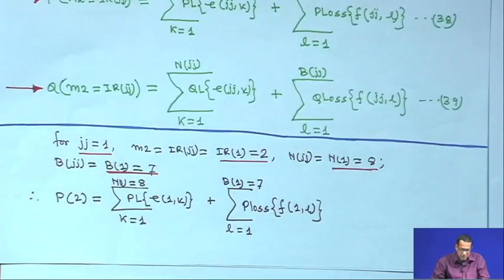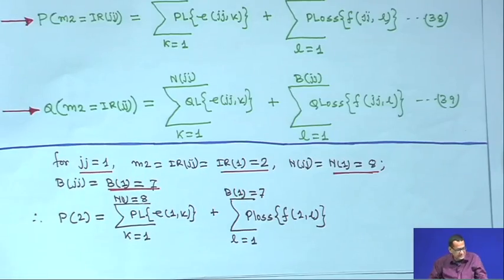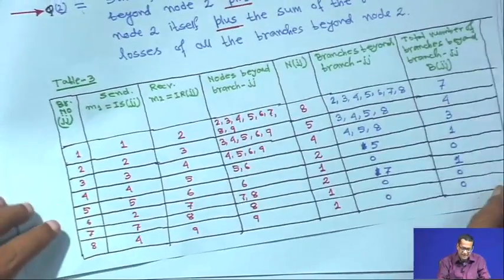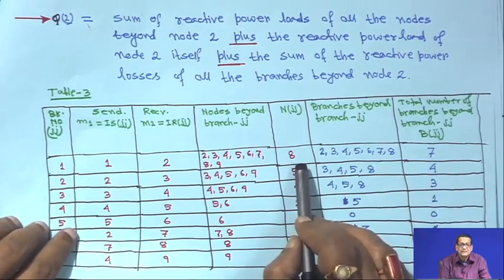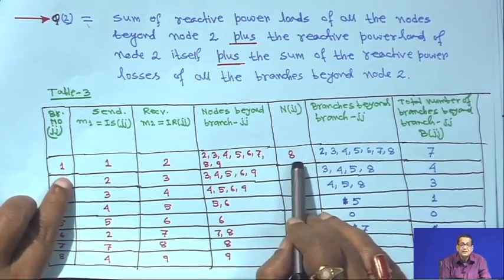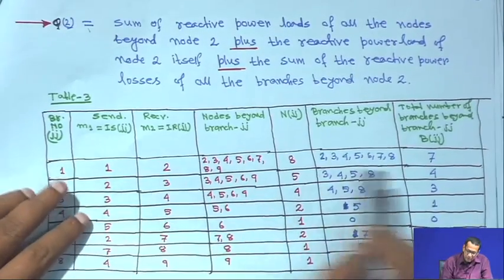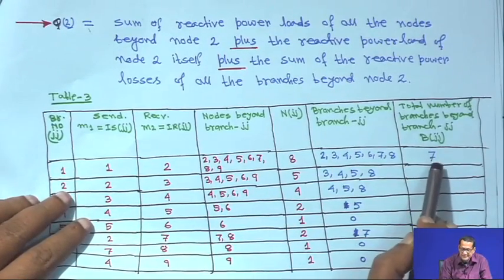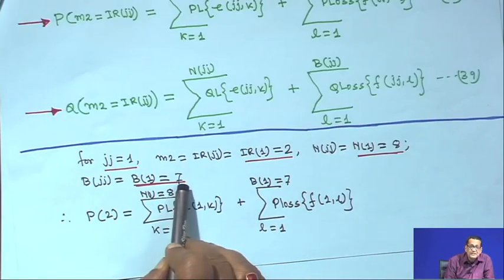Therefore, N_jj, N1 is equal to 8. From this table we have seen that N_jj is equal to 8; this is for N1 equal to 8 in this case, right. And similarly, for jj equal to 1, B1 is equal to 7. Therefore, B_jj is equal to B1 is equal to 7.